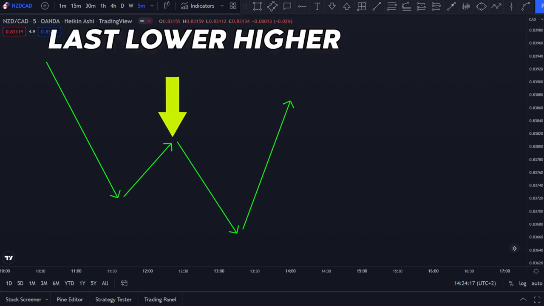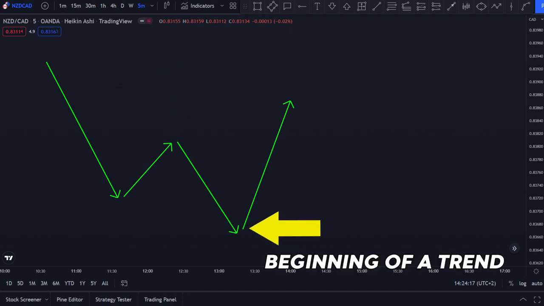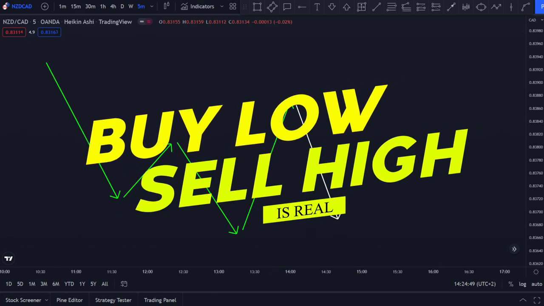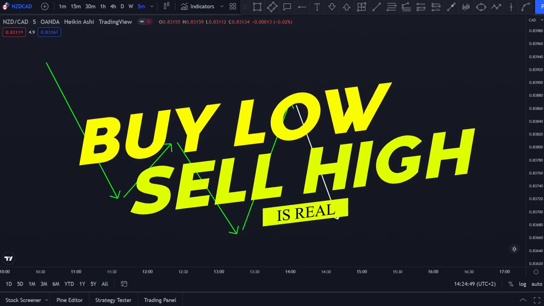So now if we are looking to buy, we need to buy as close to the beginning of the trend as possible, because Heikin Ashi is not closely accurate to the candlesticks. Now when price retraces back we will look to buy when the Heikin Ashi changes to a bullish candle. So in this case we buy low and sell high.